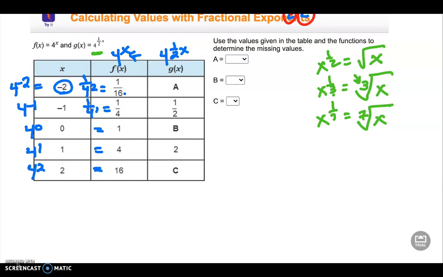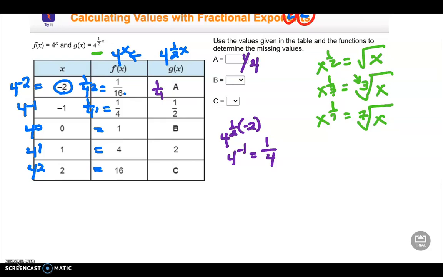So let's do the same thing with our g of x now. We're going to take 4, and I'm going to do it down here so I have a little bit more room. 4 to the 1/2 times -2. Well, 1/2 times -2 is equal to 4 to the -1. And we know that if it's a negative exponent, we do 1 over 4. So this is 1/4. So our a value would be 1/4 up here.